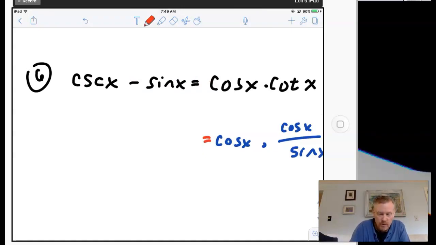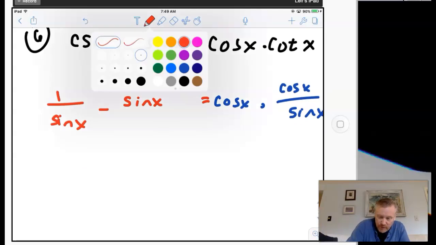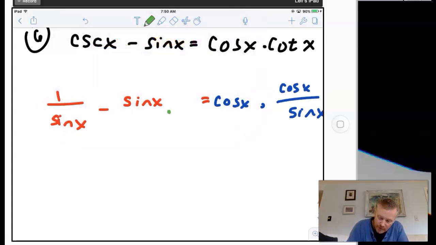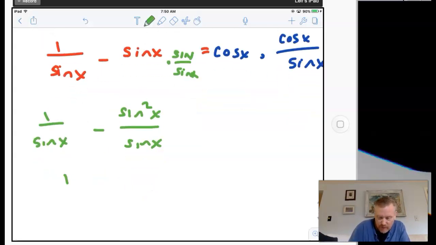if I take this, cosecant is 1 over the sine, right? Minus the sine of x. Okay, so this is a good start. Now I want common denominators, just like we did earlier in the video here, which means if I multiply this part here by sine of x over sine of x, which will give me sine squared of x over sine of x, I'll have common denominators, and then I can combine these two things together. So now I got 1 minus sine squared of x in the numerator over sine of x, okay?